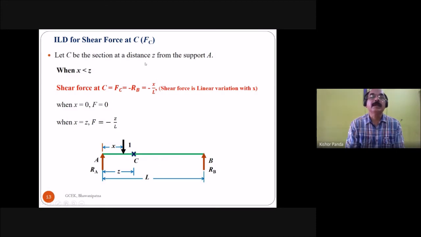Let's see the section at a distance Z from the support A when X is less than Z. Here you see this is the section, and for this section, what is the shear force at C, and for that shear force you have to draw the influence line diagram. So here you see, this is the right side of the section and this is the left side of the section.